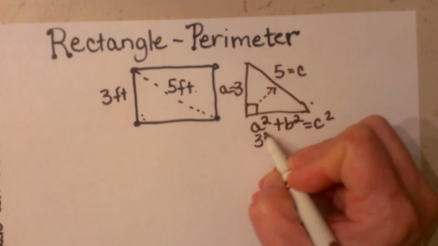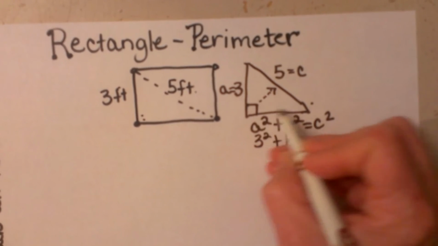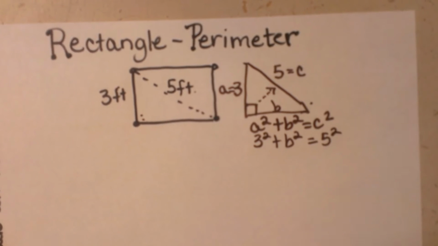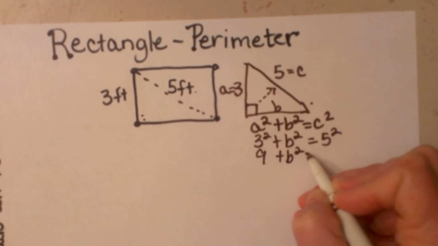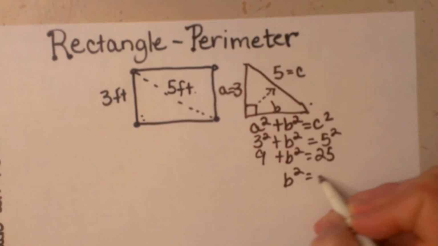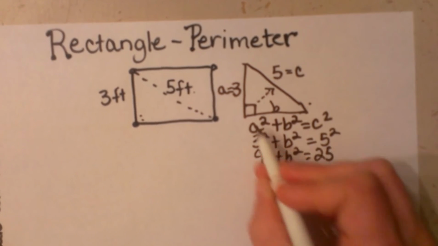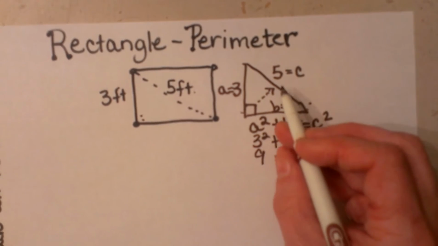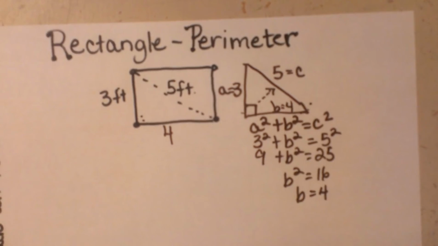Now let's plug in 3 and square it. And we're going to solve for b, because b is my unknown side, and c is my hypotenuse, so 5 squared. And that's 9 plus b squared is equal to 25. So b squared must be 16, and b must equal 4. So that means this side of my right triangle is 4. Now let's go back and label it in the rectangle. So that makes this side 4.